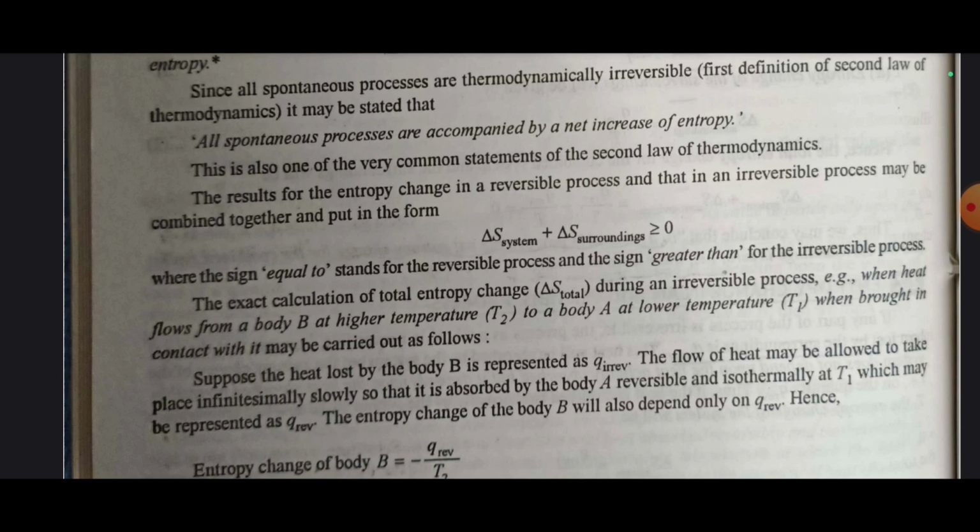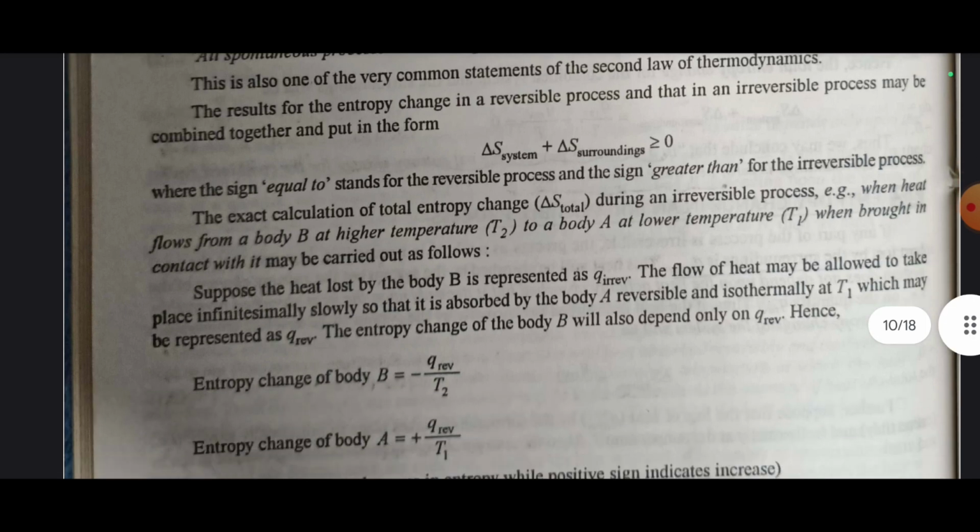The result for the entropy change in a reversible process and that in an irreversible process may be combined together and put in the form delta S system plus delta S surrounding is greater than or equal to 0, where the sign equal to stands for the reversible process and the sign greater than for the irreversible process.